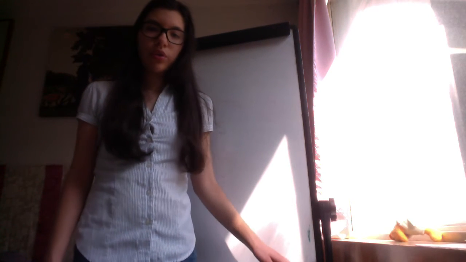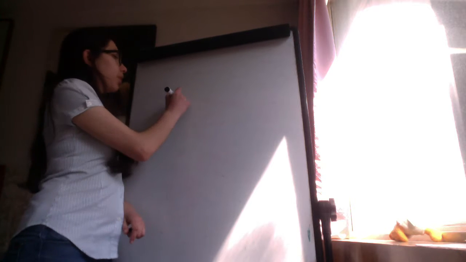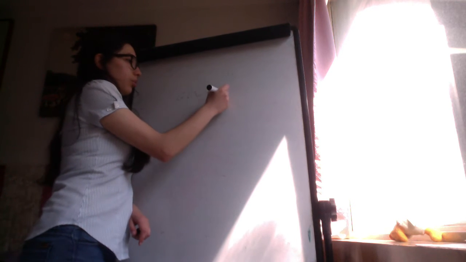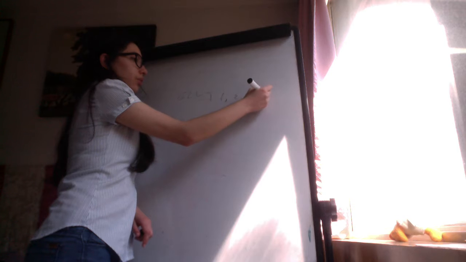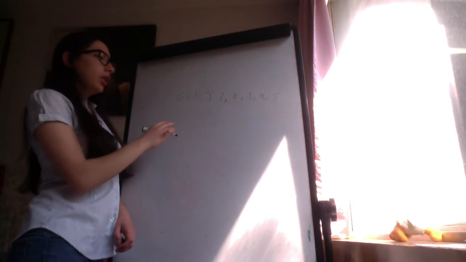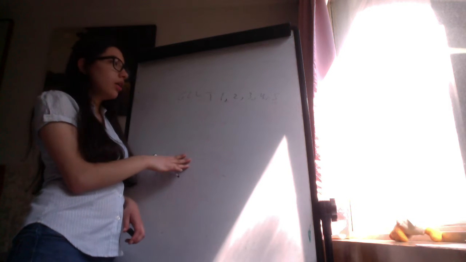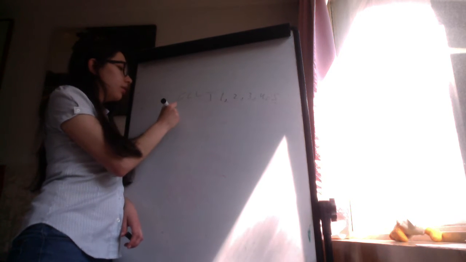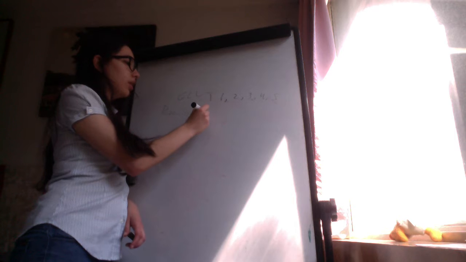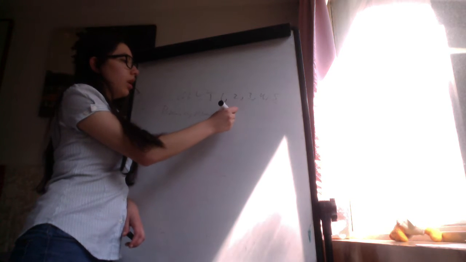We're going to talk about GLUT transporters. We have GLUT 1, 2, 3, 4, and 5. GLUT 1 is the transporter that is mainly in all the cells, especially in the brain, placenta, and erythrocytes.